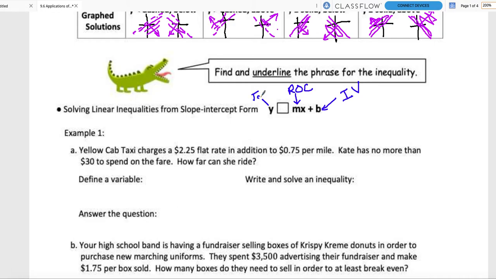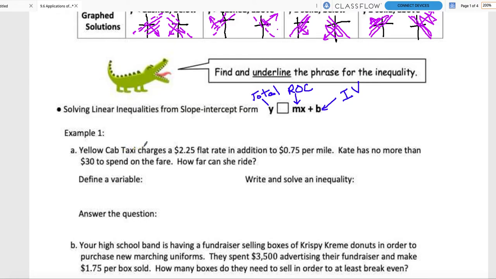So we're going to be looking for a rate of change, an initial value, a total, a phrase that tells us what our inequality should look like, and we've got to define a variable. That sounds like a lot, but it's really not that hard. Okay.